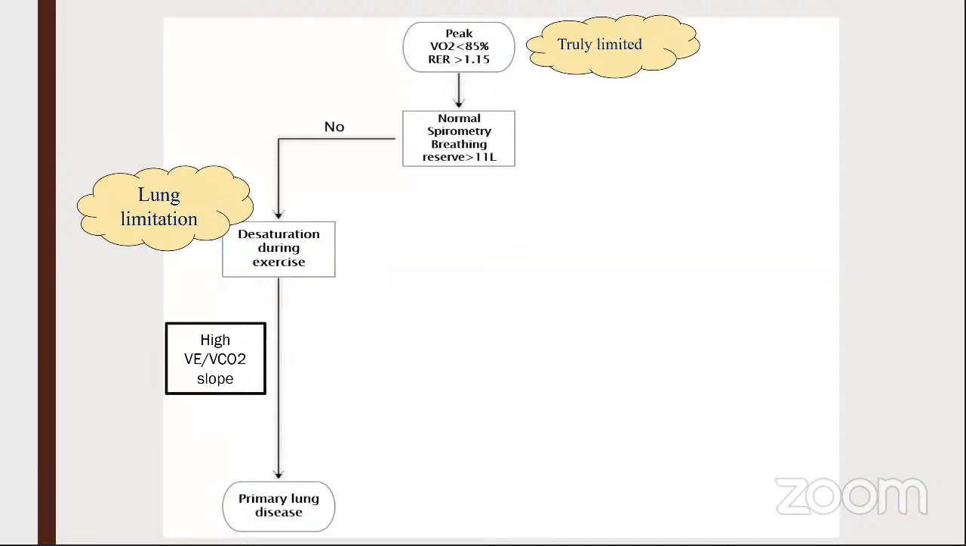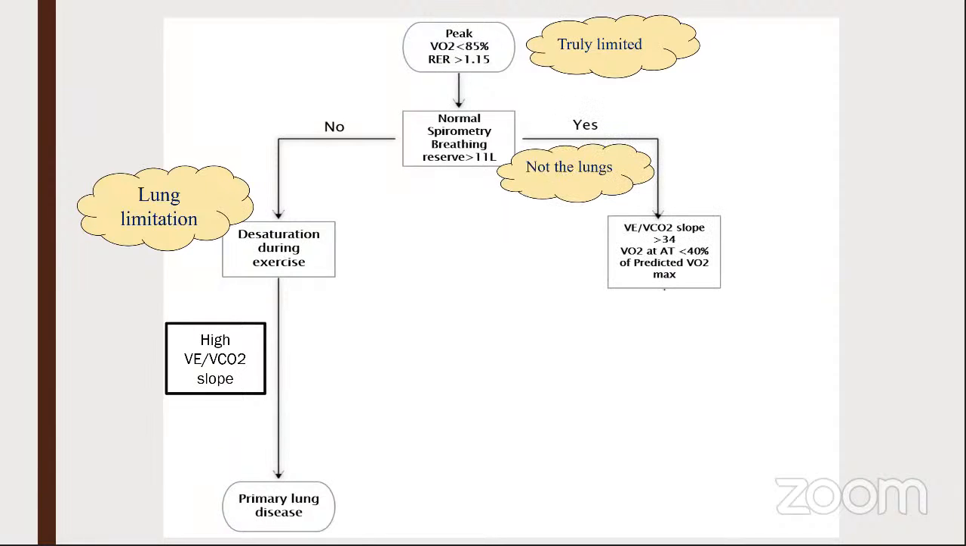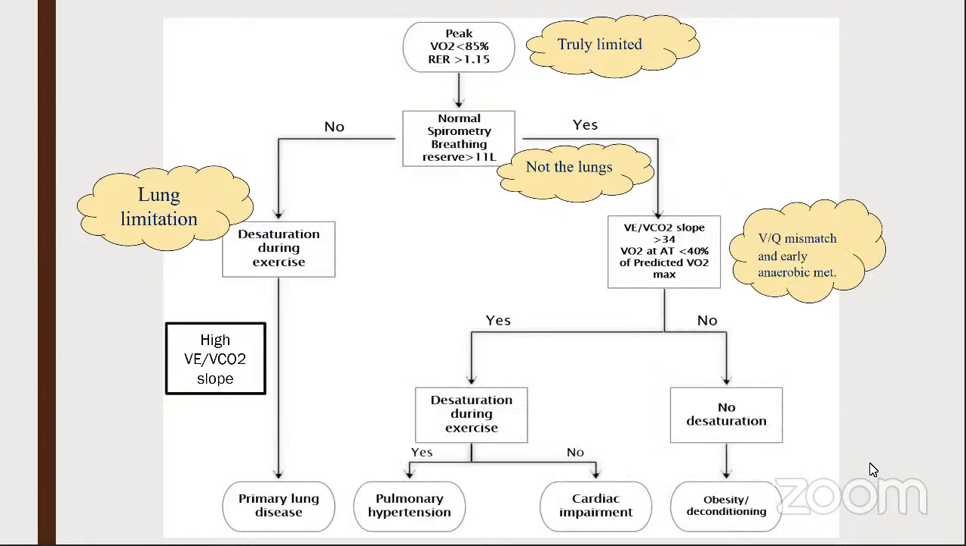If the spirometry and the breathing reserve are normal, then it's not the lung. Then the next thing you look at is the ventilatory efficiency slope and the oxygen uptake at anaerobic threshold, whether it occurs early or not. If these two are normal, then usually the patient is just fat and deconditioned, and there is usually no desaturation. If these two are abnormal, then it's usually cardiac impairment, or if there is additionally desaturation during exercise, then there is pulmonary hypertension.